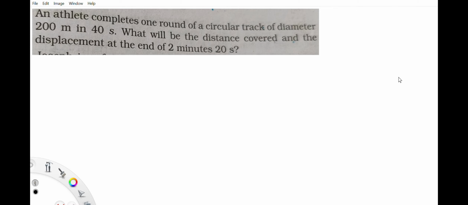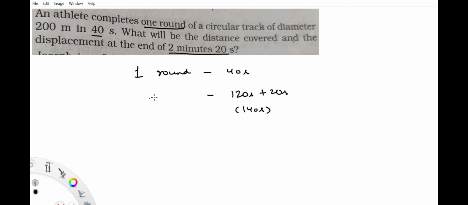So in this question, you are given that the athlete is completing one round in 40 seconds. Can we calculate the number of rounds at the end of 2 minutes 20 seconds? So 2 minutes and 20 seconds can be written as 120 seconds plus 20 seconds, which is 140 seconds.